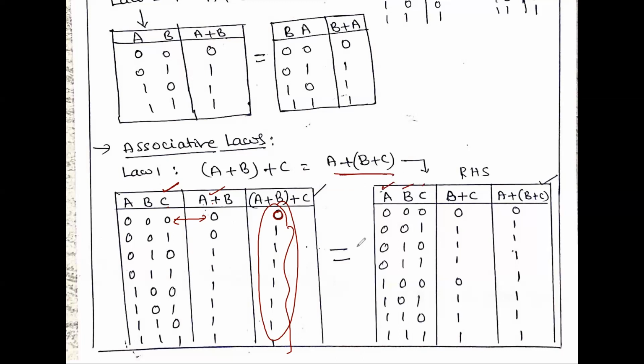First, we should take the ABC and 0 to 7 combinations. And B plus C, we should write B plus C. Next one is after B plus C, we should OR with the A plus B plus C. The same operation has to be performed. So now we can check the LHS part output and RHS part output. Both are same. That means the associative law over the plus operator is also satisfied.